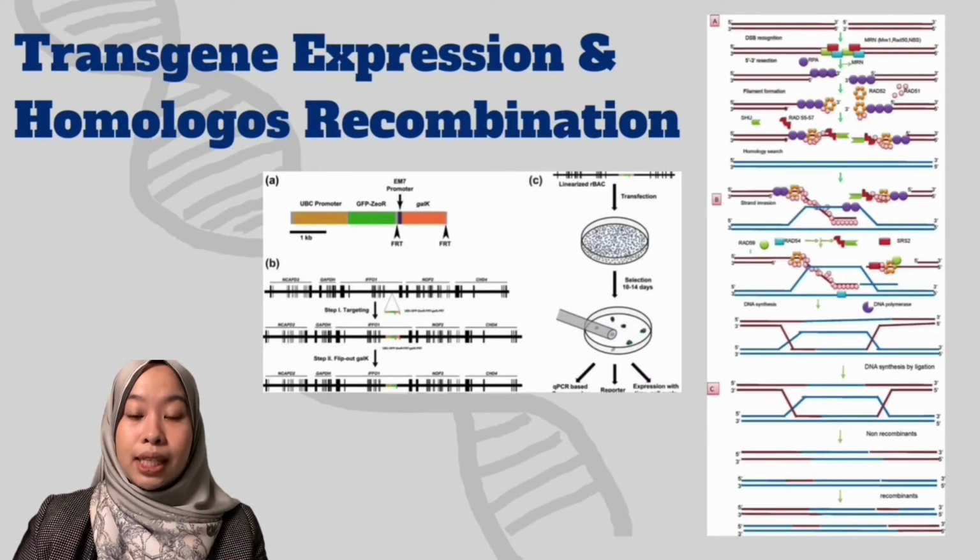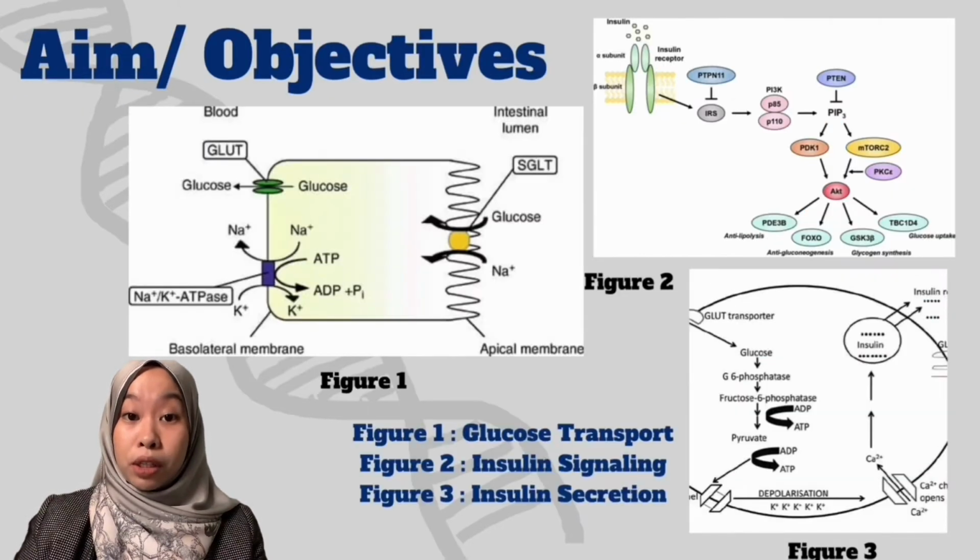Transgene expression is the alteration of the gene expression by injecting a foreign gene into the host, whereas homologous recombination is when a gene marker knocks out the function of the control gene of an organism, producing animals with different phenotypes known as knockout animals. This study is carried out to determine which target protein is important for glucose transport, insulin signaling, and secretion. So next, I will pass to Farah.